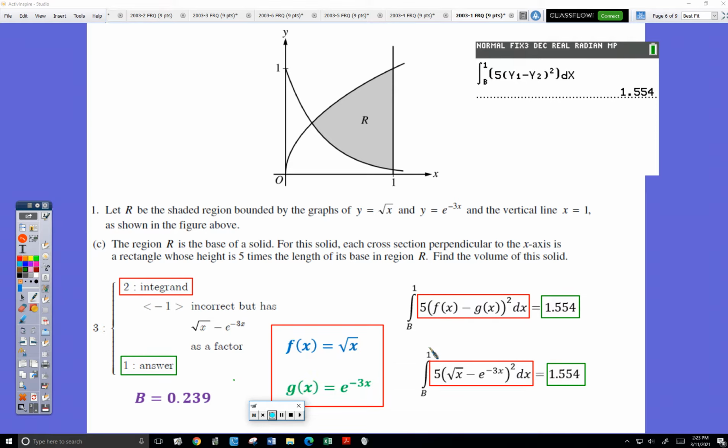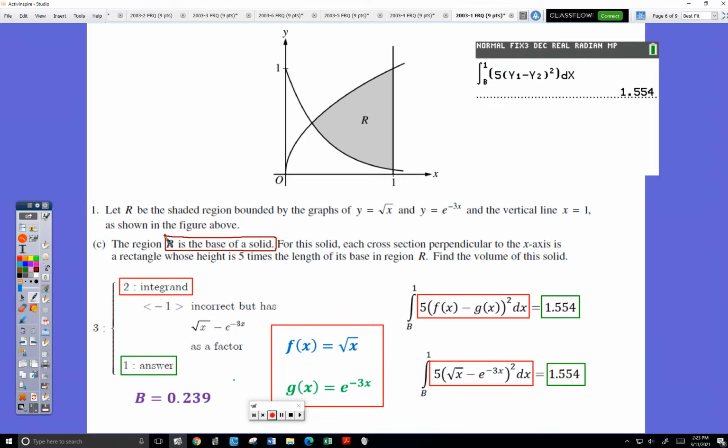Okay, part C says the region R is the base of a solid. As soon as I read that, R is the base of a solid, I know that I'm going to stack slices on top of R to create the volume. I will put slices on top of R.